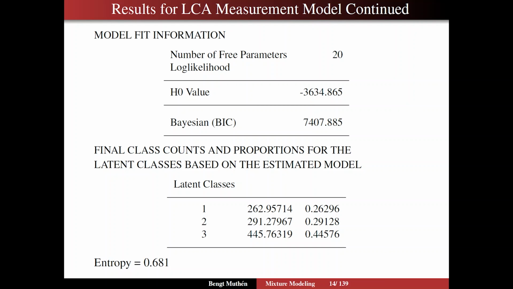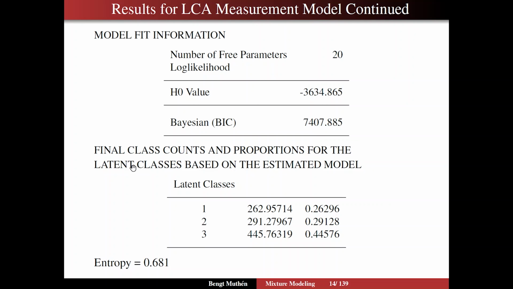Slide 14 then gives you excerpts of the model fit information, 20 free parameters in this case, the log likelihood value for the model, we call it the H0 model, and the BIC value, the Bayesian information criterion, which we want a low value for. And we compare it then to having, say, 2 classes instead of the 3 we used, or 4 classes instead of the 3 we used.